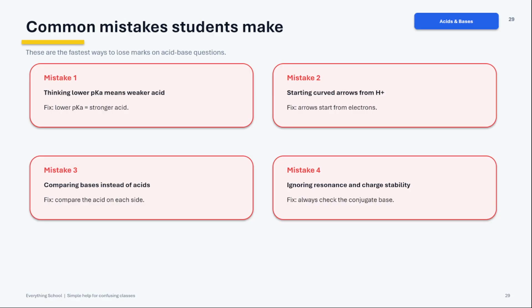Mistake 3, comparing bases instead of acids. The fix is compare the acid on each side. Mistake 4, ignoring resonance and charge stability. The fix is always check the conjugate base. If you avoid these 4 mistakes, your acid-base answers will already be much cleaner and more reliable.